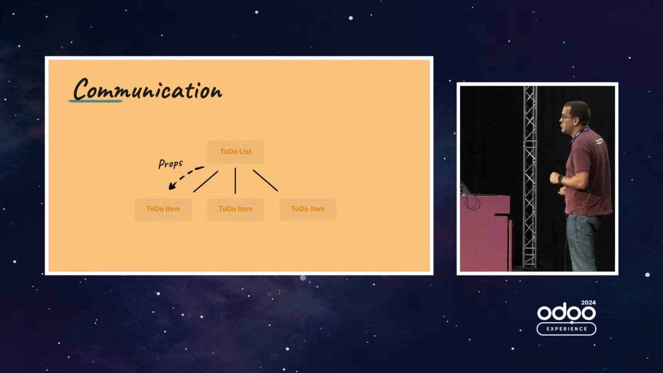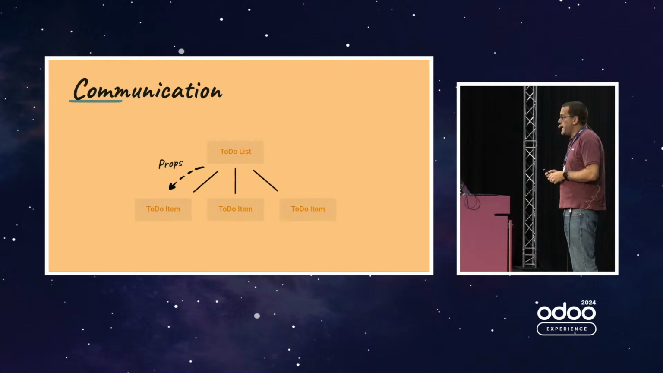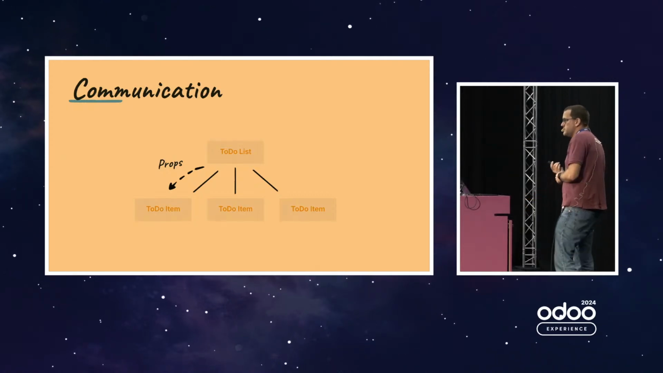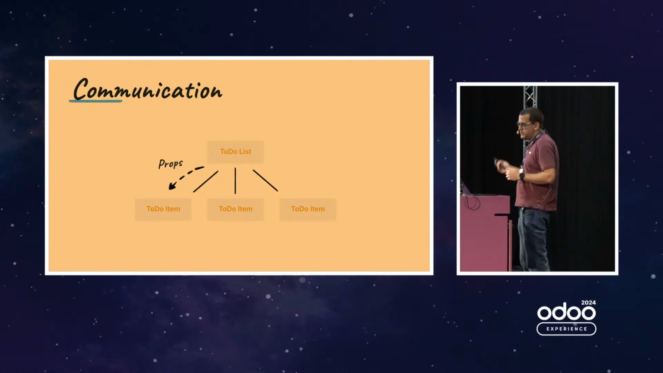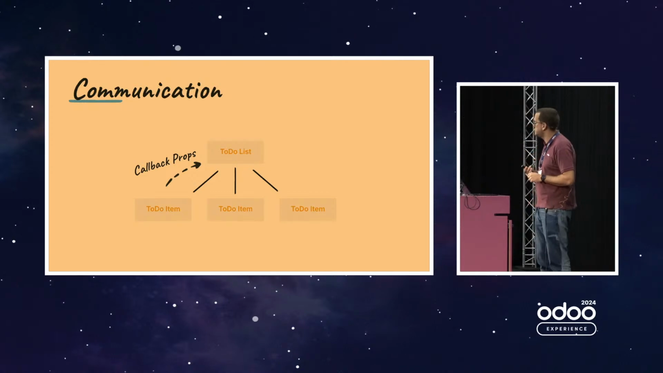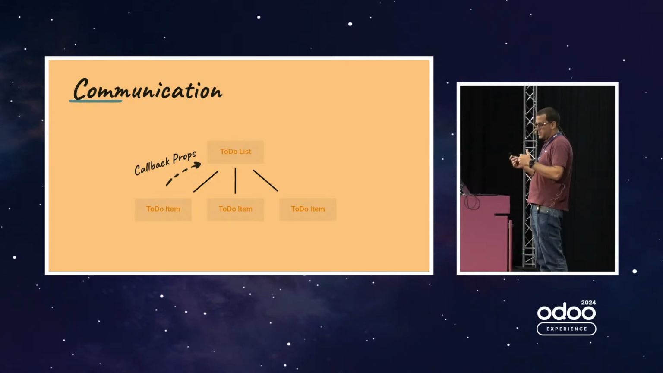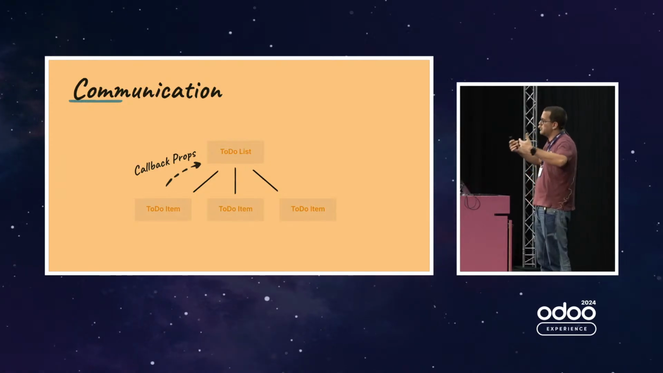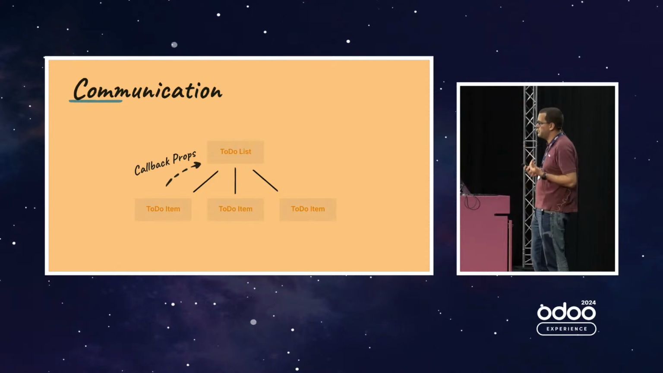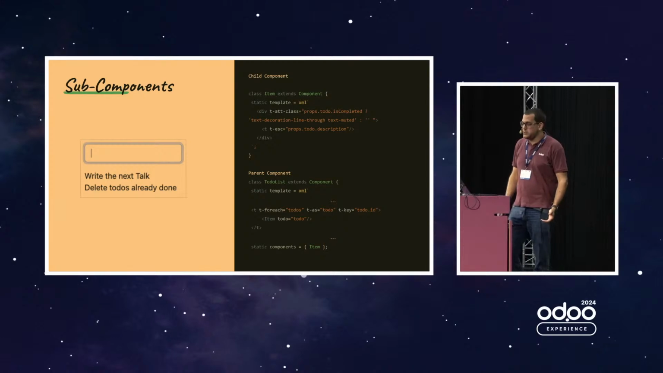If you already know a little bit of React, they also use props. Props are values that you give to your son. And in the other way, from the child component to the father component, we use callback props. Callback props are functions that the parent component gives to the child component, so that the child component can communicate with the parent component.